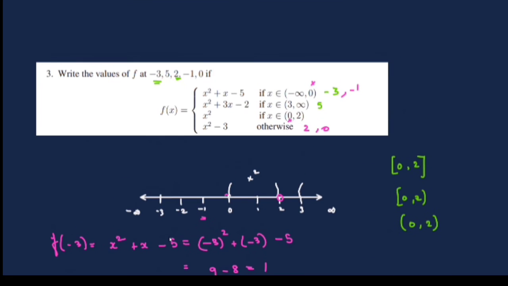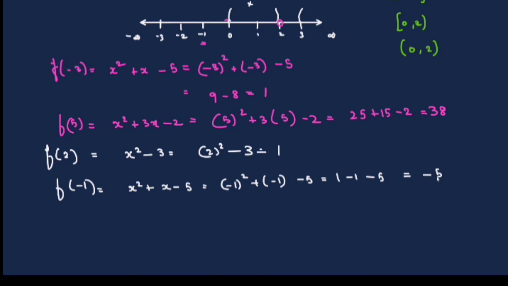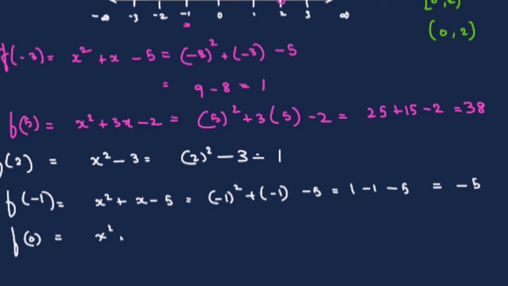The next one, f of minus 1. So f of minus 1 is the first one, x square plus x minus 5. So that is minus 1 the whole square plus minus 1 minus 5. That is 1 minus 1 minus 5. That is equal to minus 5. The last one, f of 0. X square minus 3, that is 0 minus 3 is minus 3.